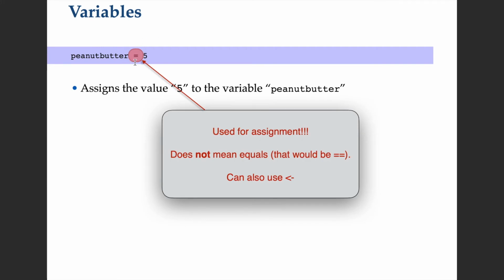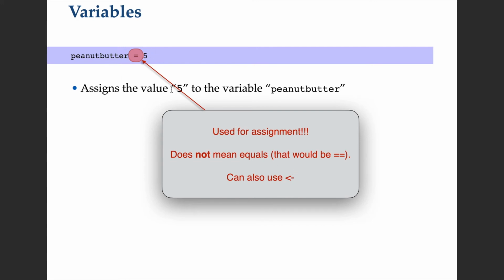And so again, in R, the equals sign is used for assignment. Some of you that are used to R from earlier days, assignment in R used to look like this. It used to be the less than sign and then a dash, so that makes like an arrow. So you could use peanut butter, this arrow, and 5, and that would be assigning 5 to the value of peanut butter. It'd be doing the same thing.